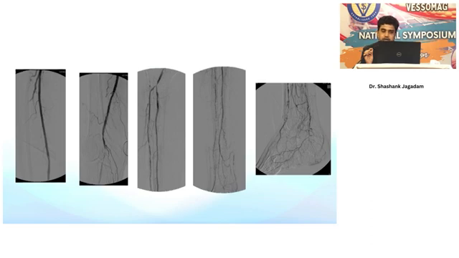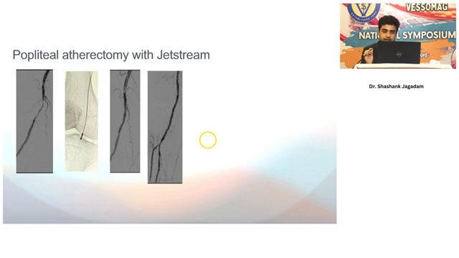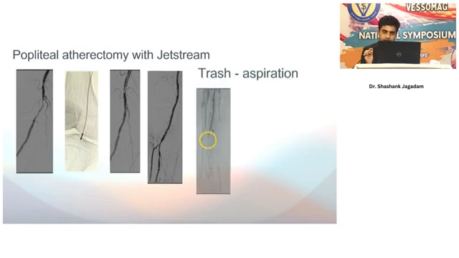Peroneal was the dominant flow into the foot, forming collaterals to the ATA and PTA which were diseased. So we went ahead with popliteal atherectomy with the Sur device with good clearance. But post atherectomy, we found trash in the peroneal artery, which was the only remnant supply to the foot.